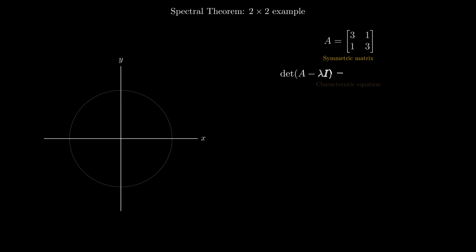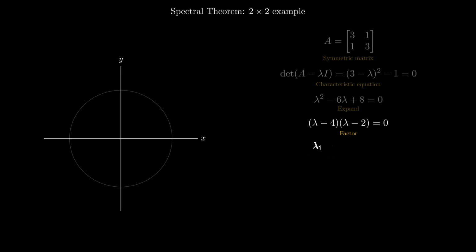Take A with 3s on the diagonal and the 1s off the diagonal. The characteristic equation is the determinant of A minus lambda times the identity, which gives the quantity 3 minus lambda squared minus 1 equals 0. Expanding, we get lambda squared minus 6 lambda plus 8 equals 0. This factors as lambda minus 4 times lambda minus 2. So the eigenvalues are 4 and 2, both real as promised.